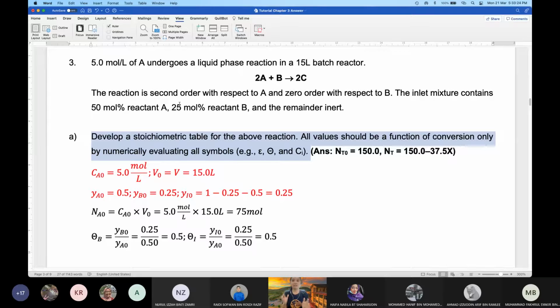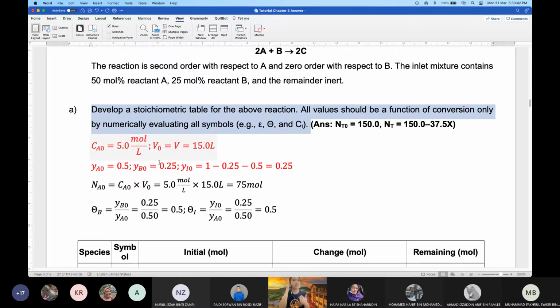So kalau kamu perasan, again in this question, there are no numbers that have the unit mole ataupun dimension mole. Kamu perasan tak ada kan? Yang ada adalah hanya concentration mole per liter and volume liter. Okay, so tu, however, kamu kena ingatlah, there is a correlation antara Na0, Ca0 dan V0, where we know that Na0, the initial moles of A will be equals to initial concentration of A multiply with the initial volume.